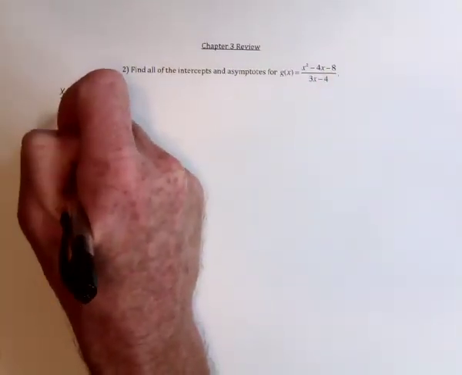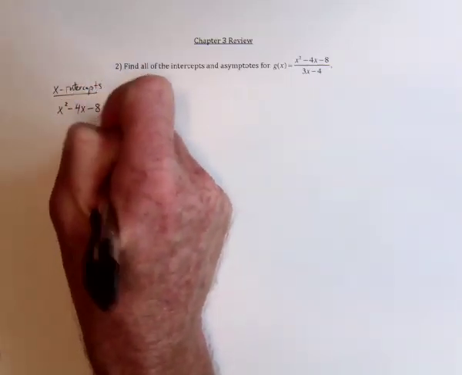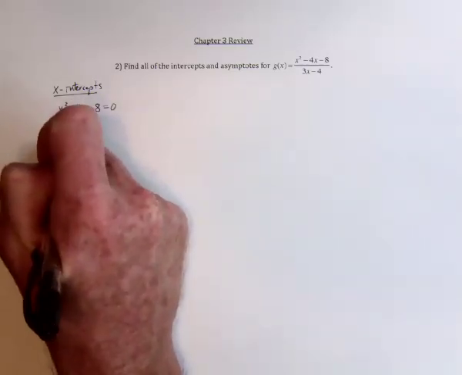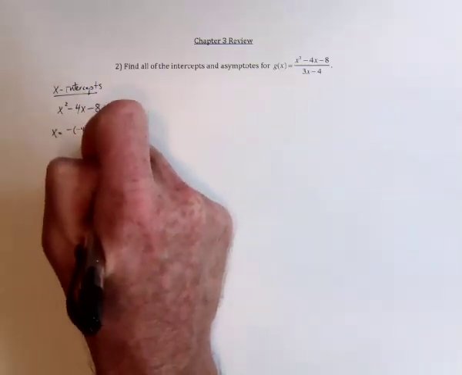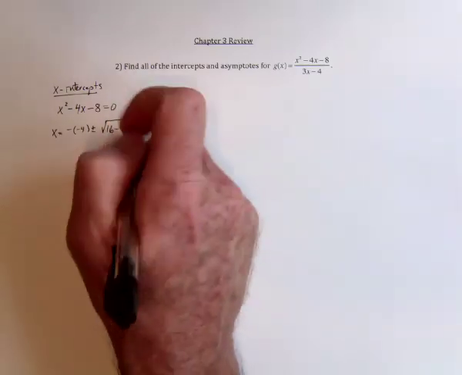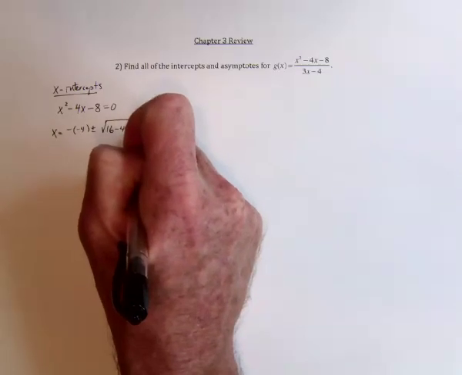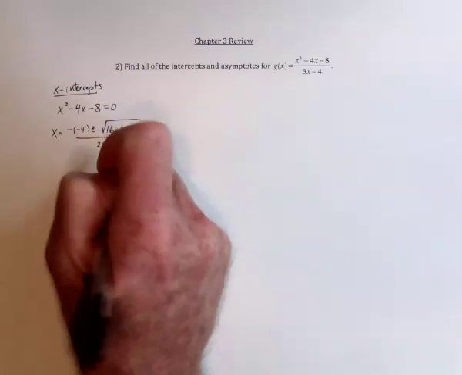So x squared minus 4x minus 8 set equal to 0. And then I don't think it's going to factor, so rely on the quadratic formula. x is equal to negative b plus or minus the square root of b squared minus 4 times a times c, a negative 8, all divided by 2 times a.